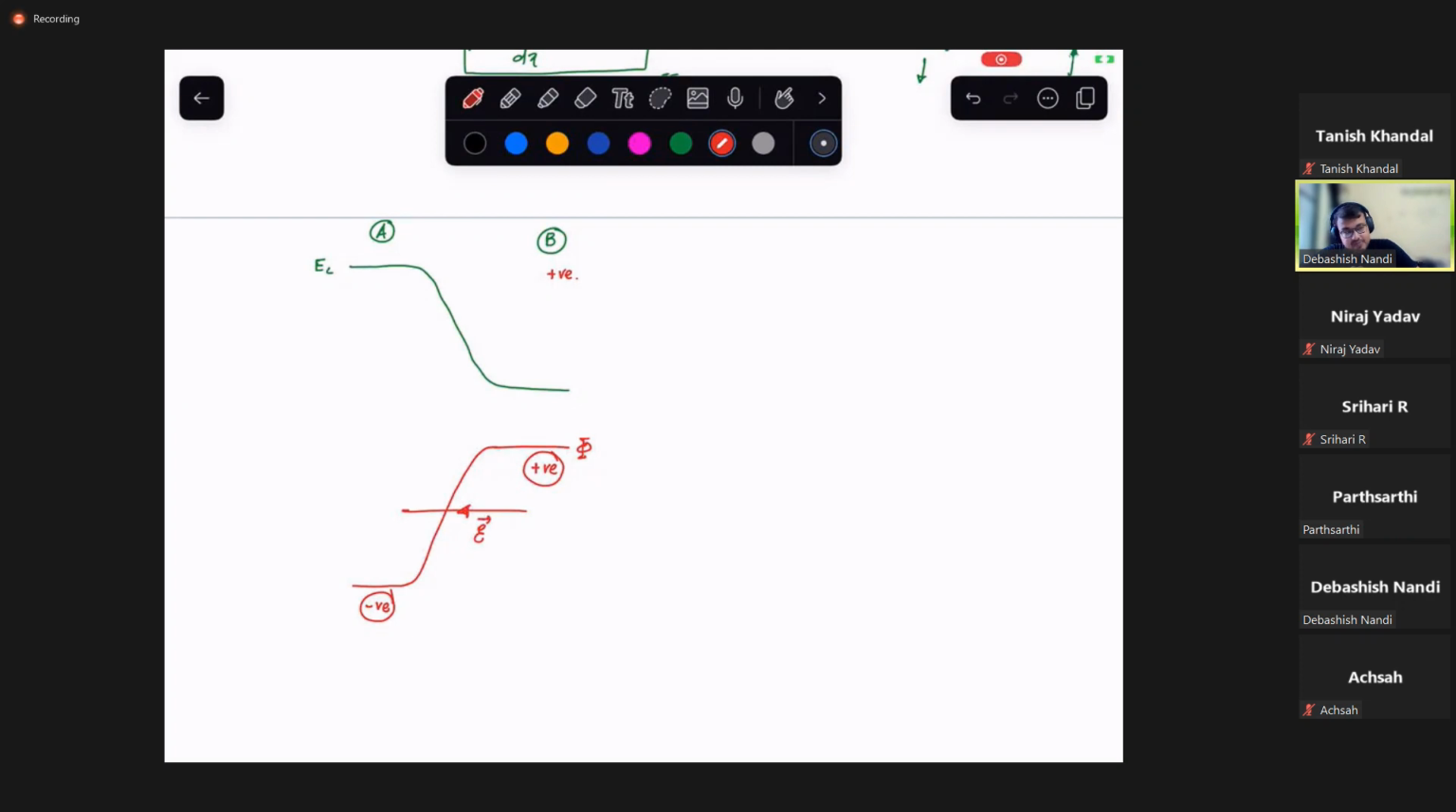Similarly, understand from this diagram only. Suppose you are an electron standing here. You will try to go to the lower energy state. This is energy, right? Electronic energy.